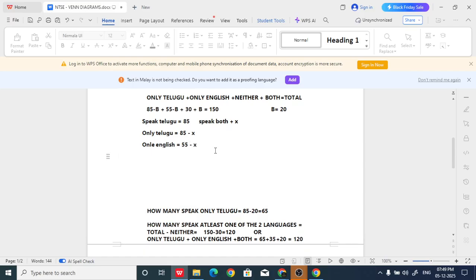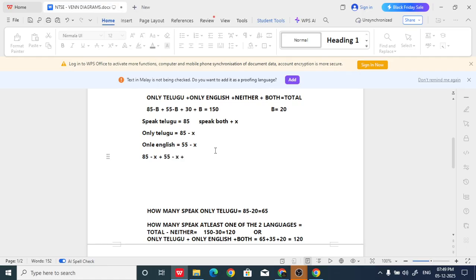So now you go to the formula. Formula says people who speak only Telugu, that is 85 minus X, plus people who speak only English, that is 55 minus X, plus people who speak neither, how many?